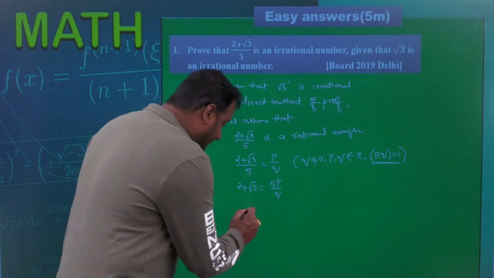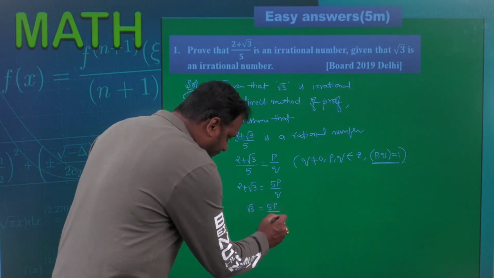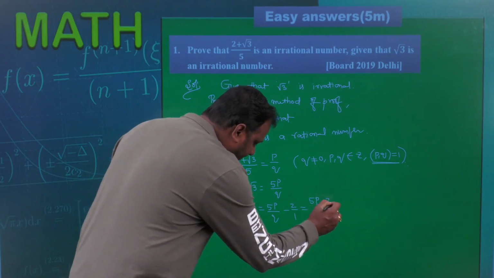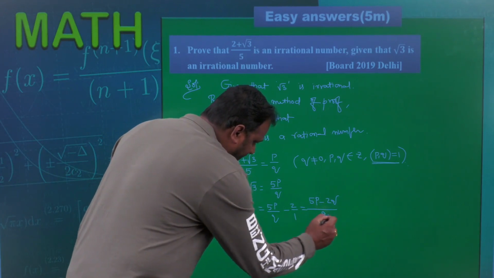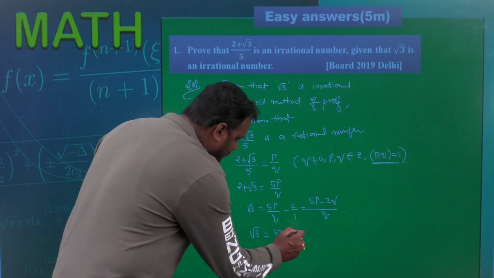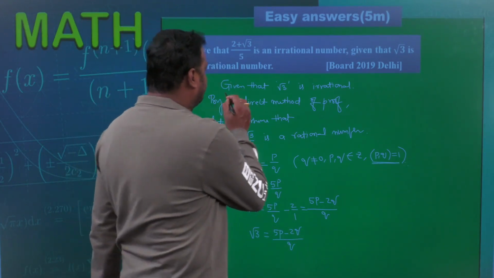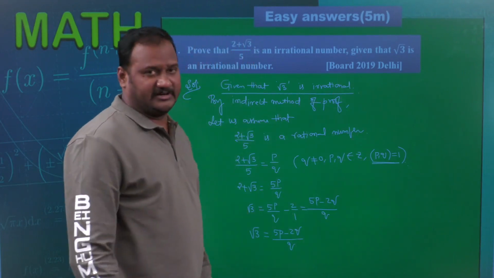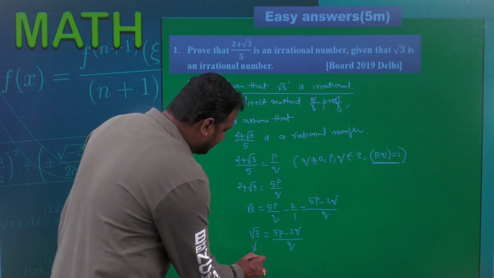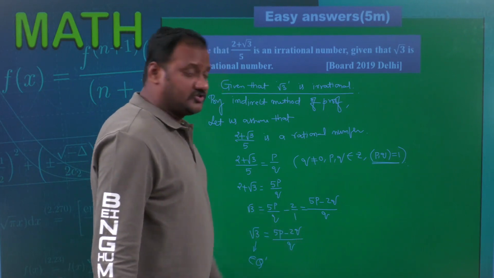Right? Then what is root 3? Root 3 is equal to 5P divided by Q minus 2. 2 means 2 divided by 1. It is going to be 5P minus 2Q divided by Q. So we got root 3 is equal to 5P minus 2Q divided by Q. See here, given that root 3 is an irrational number, this number is purely an irrational number. Irrational number means it belongs to Q complement. Then what about 5P minus 2Q by Q?